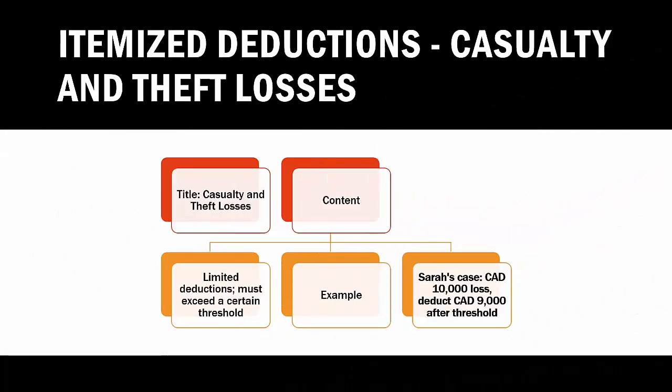E. Casualty and theft losses. Deductions for casualty and theft losses are limited and often require the losses to exceed a certain threshold. Example: if Sarah suffers a loss of $10,000 due to a natural disaster and the applicable threshold is $1,000, she may be able to deduct $9,000, $10,000 minus $1,000 from her taxable income.